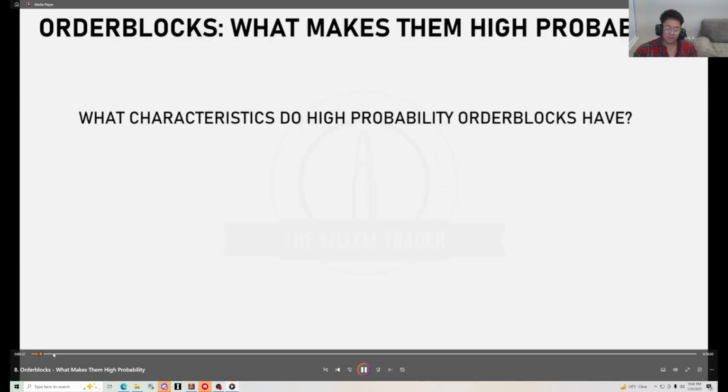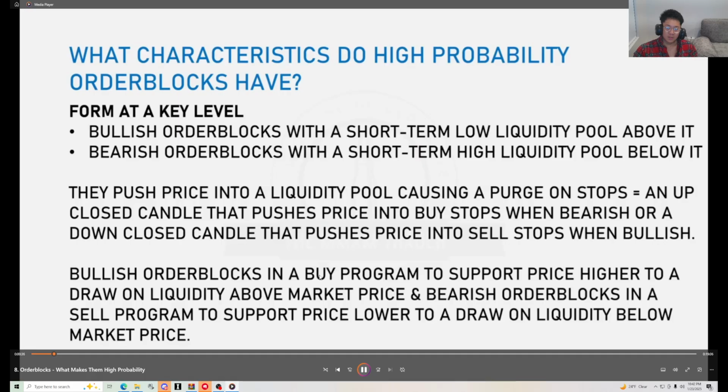Next topic. What characteristics do high probability order blocks have? They form at key levels: bullish order blocks with a short term low liquidity pool above it, and bearish order blocks with a short term high liquidity pool below it. They push price into a liquidity pool, causing a purge on stops, and an up close candle that pushes price into buy stops when bearish, or a down close candle that pushes price into sell stops when bullish.